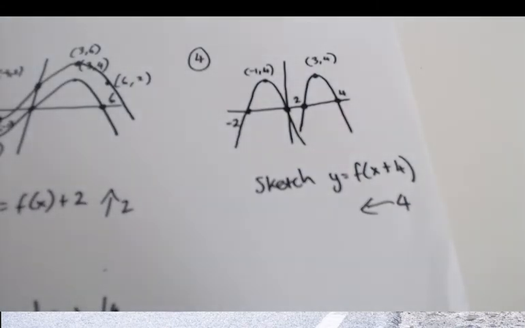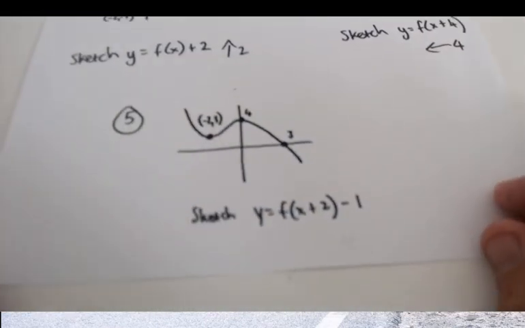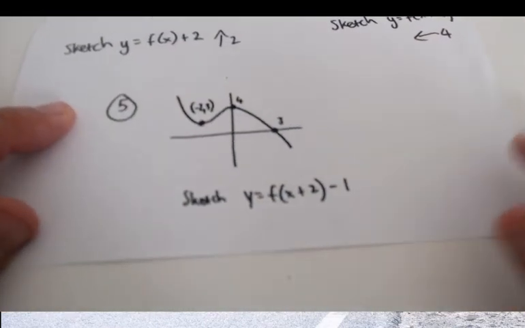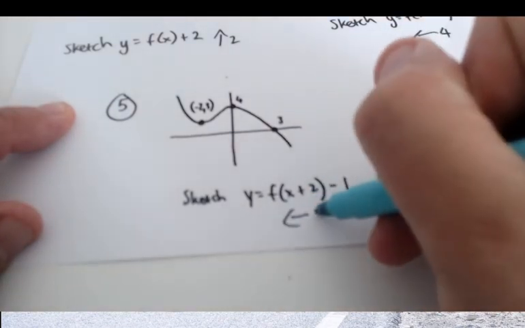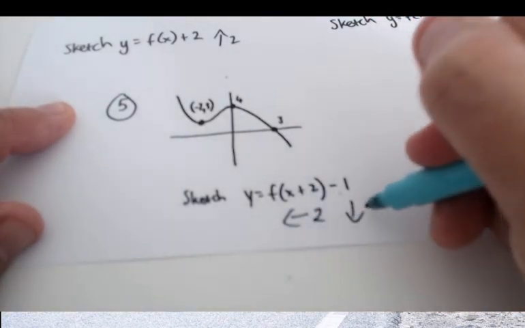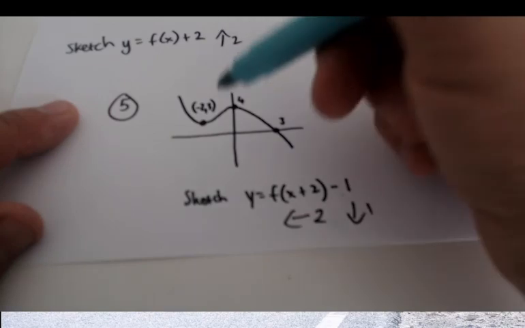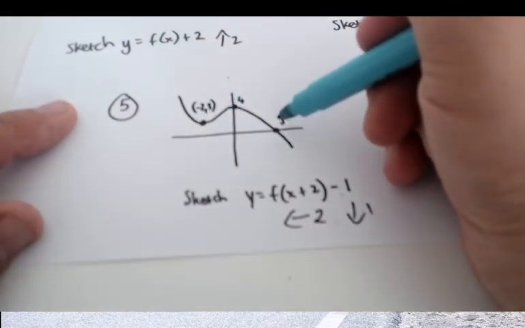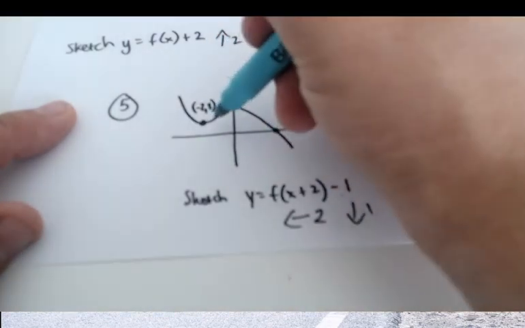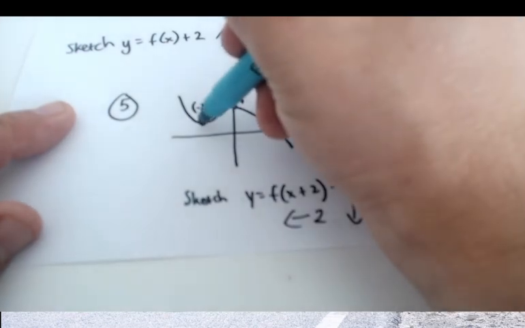Last one, the combination. So it's f of x add 2, take away 1. So add 2 moves everything to the left 2. The minus 1 moves everything down 1. So we've got 1, 2, 3 points. You're going to move them all 2 left, down 1. So that's minus 2, 3, 2 left, down 1.